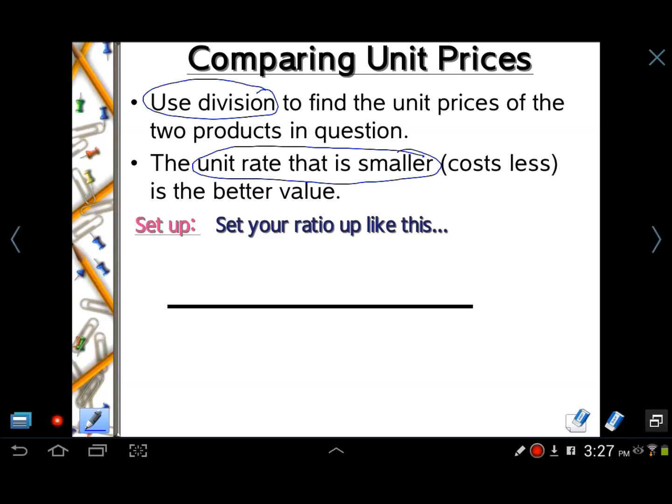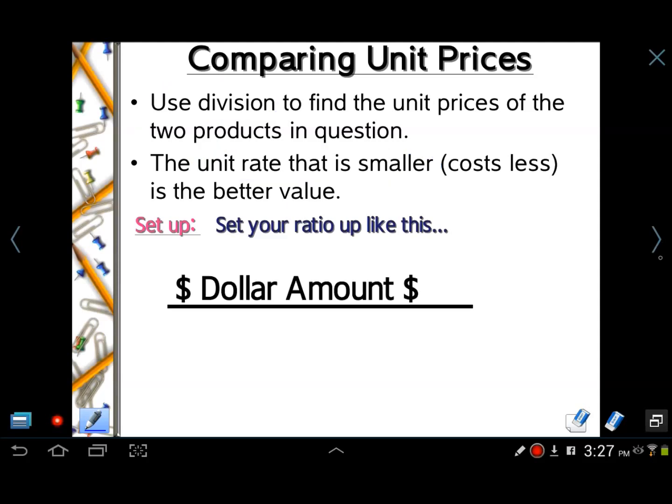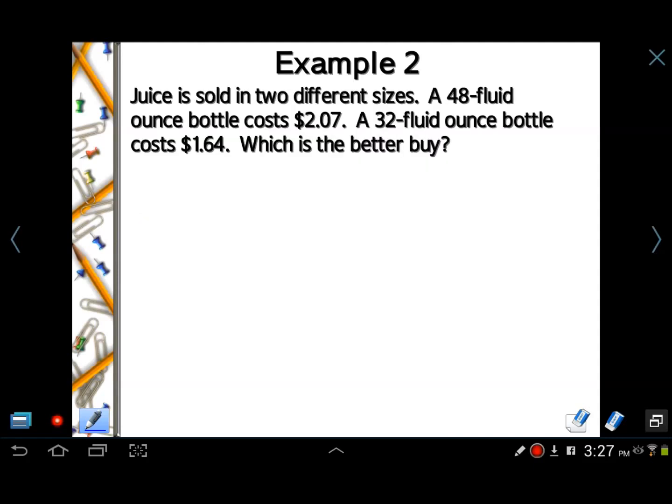Now when you set up a unit price problem where you want to compare unit prices, you're going to put the dollar amount on top of your ratio. Whatever the quantity is, you're going to put that number on the bottom. So here's our first example.